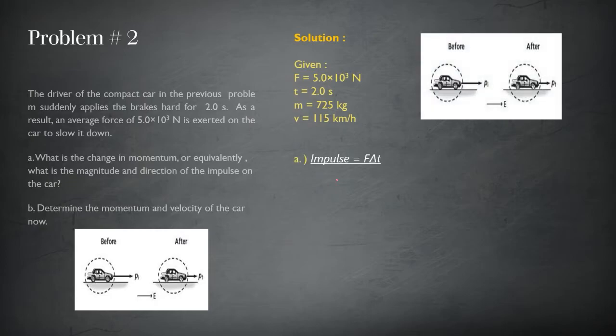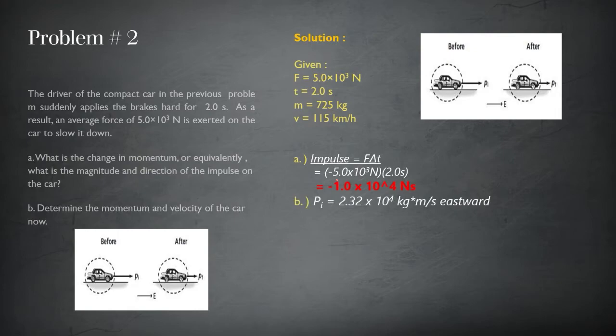The formula for the impulse, for letter A, is your force multiplied by your given time. We are going to apply a negative sign because the movement of the car along the x-axis is positive, and to slow it down, we need a force of 5.0 × 10^3 newtons. That's multiplied by the given time, 2 seconds minus 0, so 2 seconds. We get a value of negative 1.0 × 10^4 newton seconds.